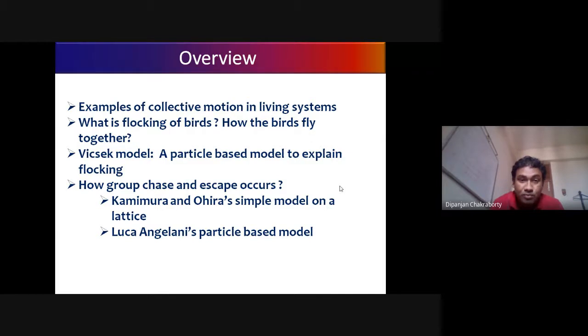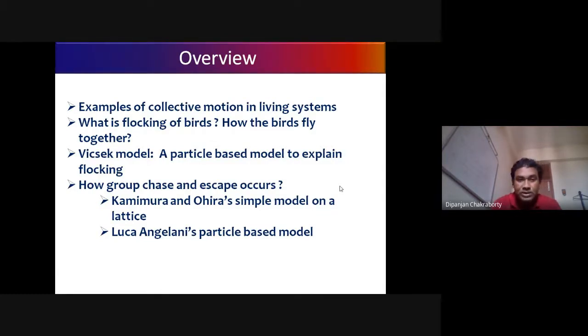I'll mainly focus in the first part of my talk on the Vicsek model. This is a particle-based model to explain the general underlying principles of flocking and other collective patterns. And in the last part of my talk, I'll talk about group chase and escape. When a group of predators chases a group of prey, how could that be modeled in lattice and also in off-lattice models?